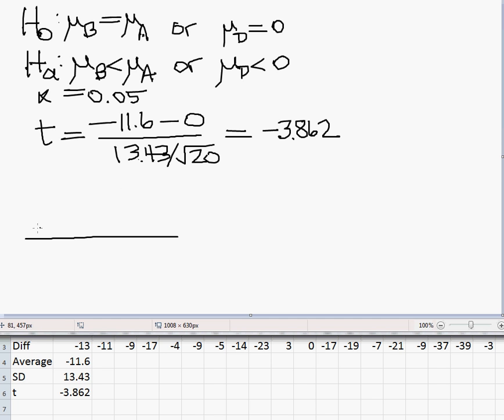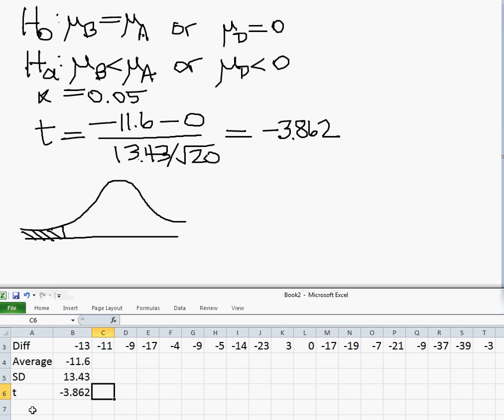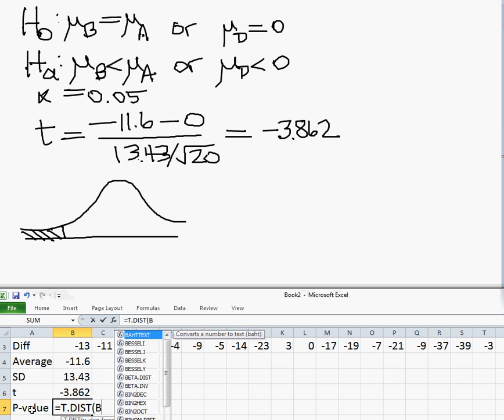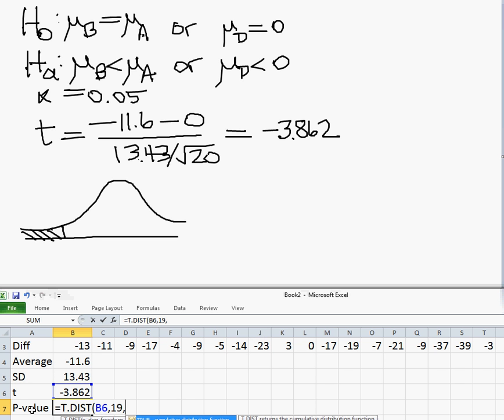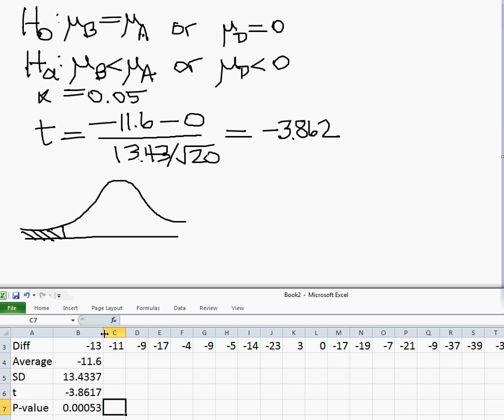Alright, and as always, there are two ways to proceed. The first way is to figure out the p-value. This can be done in Excel or else on a TI calculator. So the p-value would be equal to t.dist of that number that we just got, B6. In this case, I have 19 degrees of freedom, and I do want it cumulative. So that's the command using Excel. A similar command using a TI calculator was described in another video, and we get a p-value of 5.3 times 10 to the minus 4.